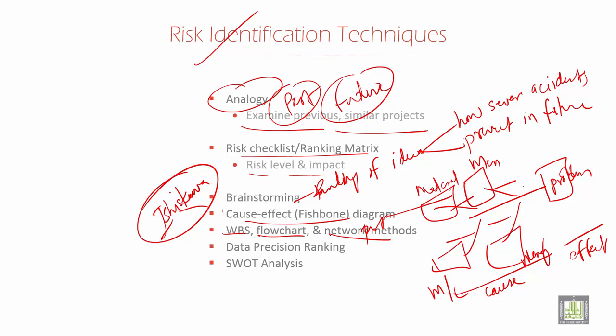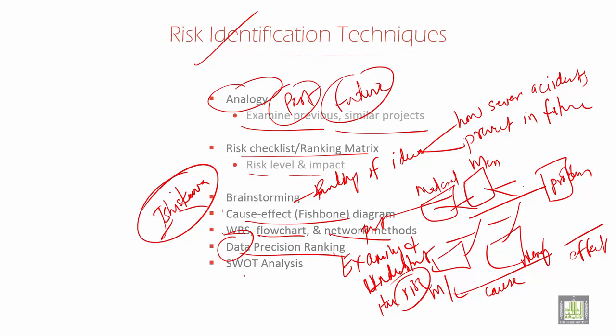Then data precision ranking. What is data precision ranking? It's a technique to evaluate the degree to which the data about risk is useful for risk management. It involves examining the extent of understanding of the data available about risk, examining and understanding the risk, and how the data is useful for managing the risks in a particular area.